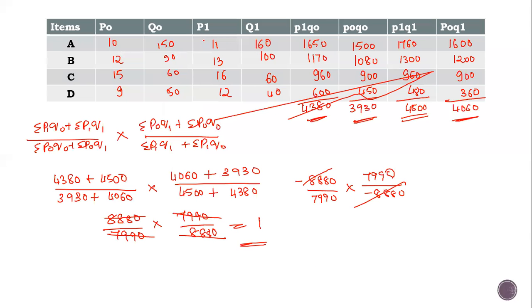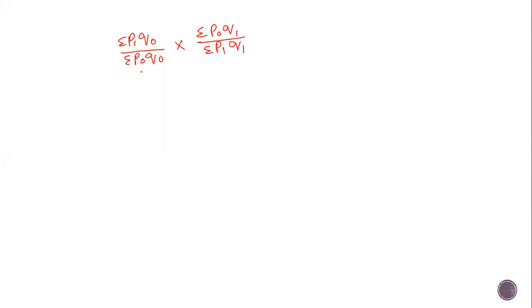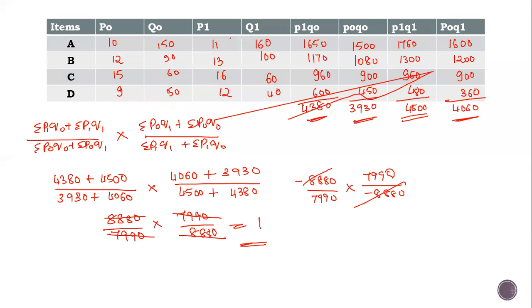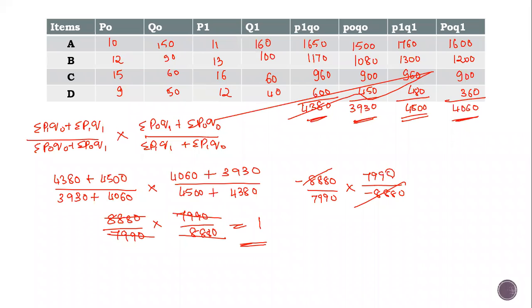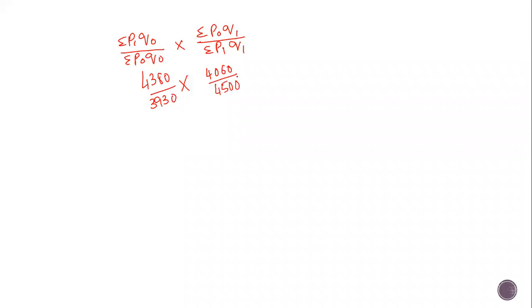What is the formula? It is summation P1 Q0 divided by summation P0 Q0 into summation P0 Q1 divided by summation P1 Q1. What is the value? 4,380 divided by 3,930 into summation P0 Q1, 4,060 divided by 4,500. So if you see here, it is not equal at all. Okay, when you reverse the time, that is the base into the current and the current into the base, here it should be equal.